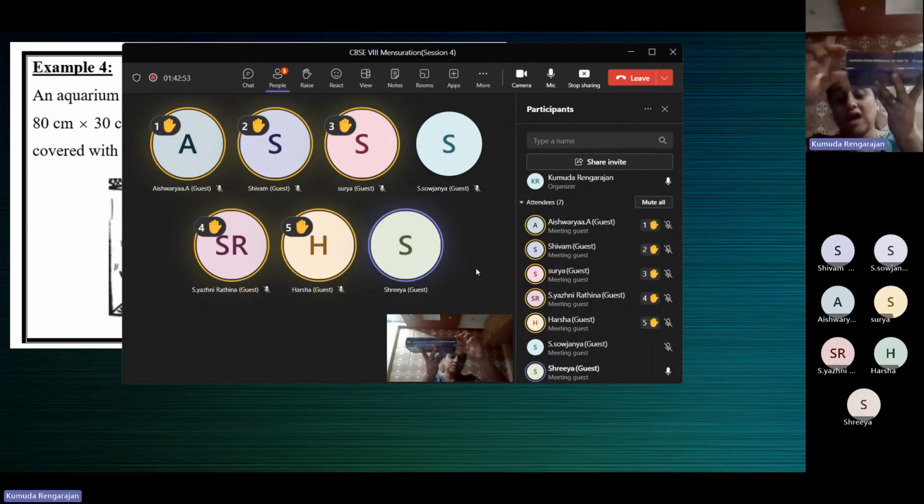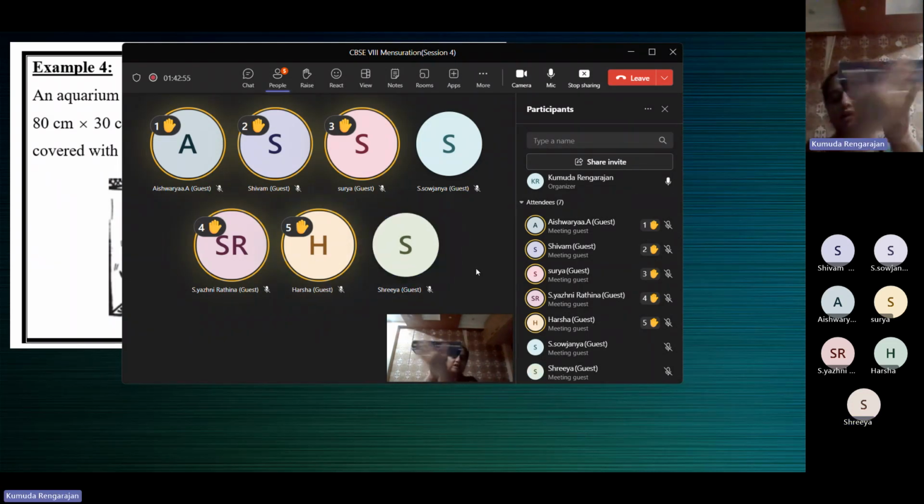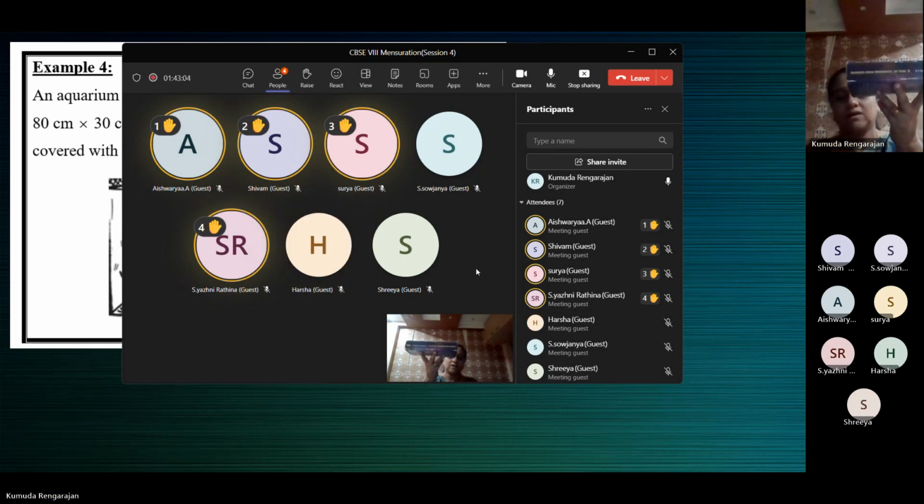Height. This one, this height. So what's the area of the front face? L into H. See, the front face is a rectangle. The area of the front face, this is the front face, it's a rectangle.